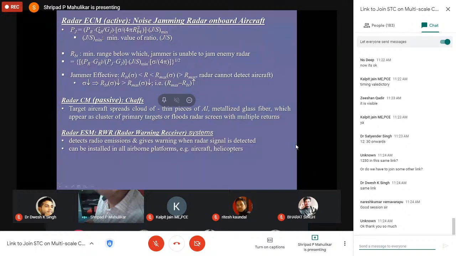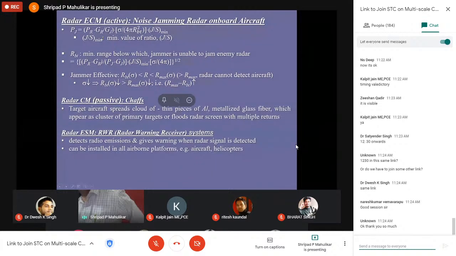Now from the point of view of RCS reduction, there is one more concept. But before coming to the burn through range, let me just quickly discuss this active radar ECM. Active radar ECM is the noise jamming radar on board an aircraft. In that case, we have a competing signal. The competing signal is provided by the jammer, and the jammer has a power, and this is the equation which will give the power from the jammer.